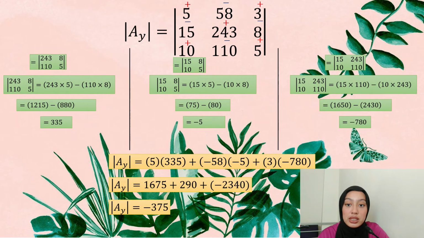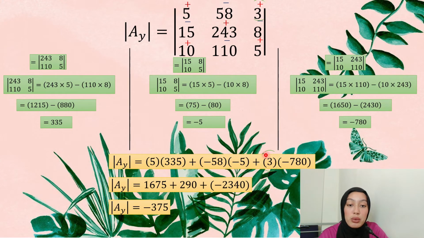So what I mean is, we take 5 and put it in front of 335, and since here we have plus sign, it means that 5 is a positive number. So 5 we will times with 255. Then next we take 58 here. But since it has a negative value here, we will assume that it is a negative 58 times negative 5. And lastly is 3, same as the 5, it's a positive number.